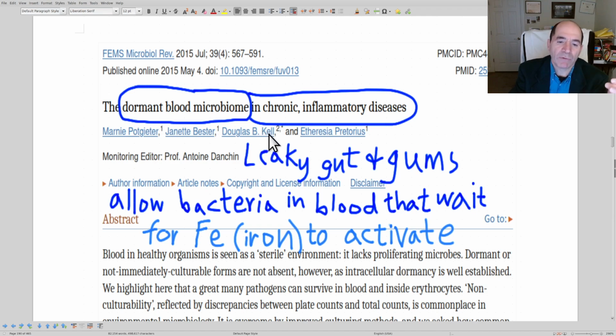Anyways, the reason I went through that is it's well known that there's tons of different types of dormant bacteria, and that the smart move is to avoid leaky gut, avoid leaky gum, so you minimize this problem. And avoid things that cause excessive free iron, so you avoid all these problems. It's well worth knowing, and infectious disease doctors really ought to know this.